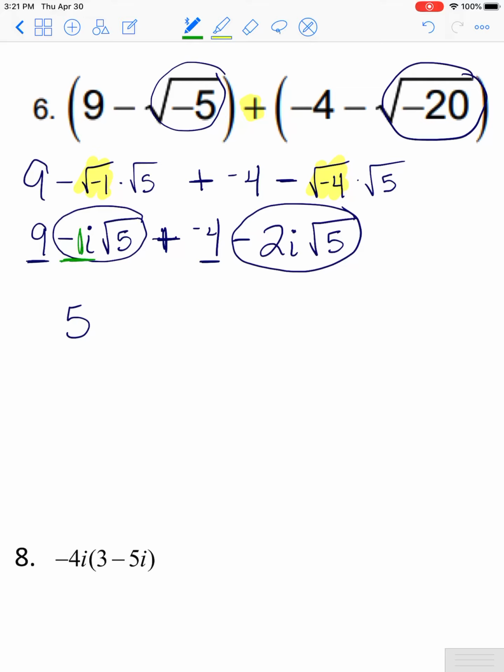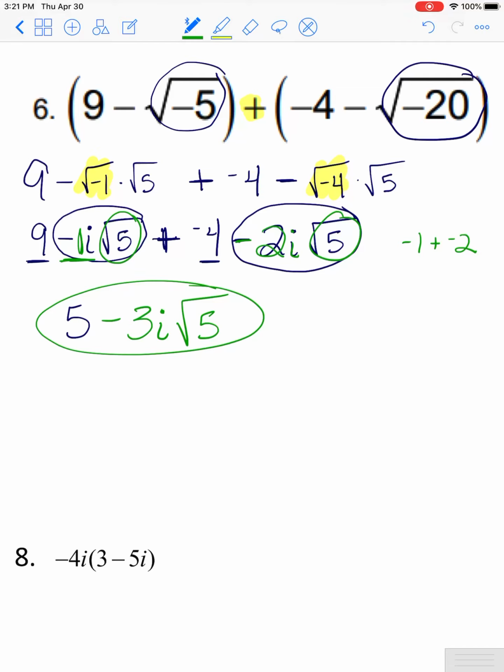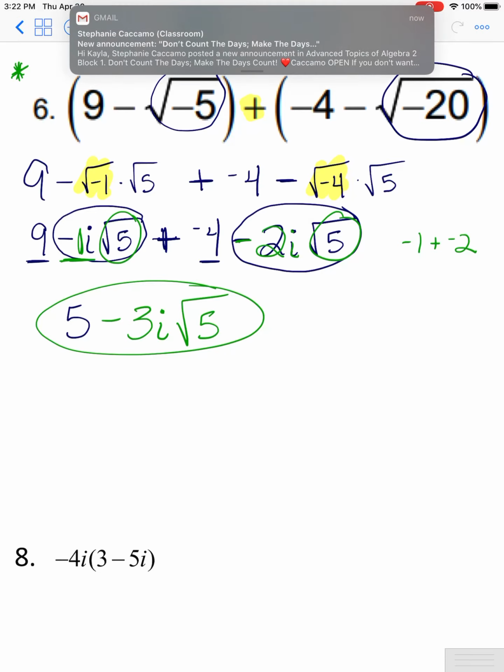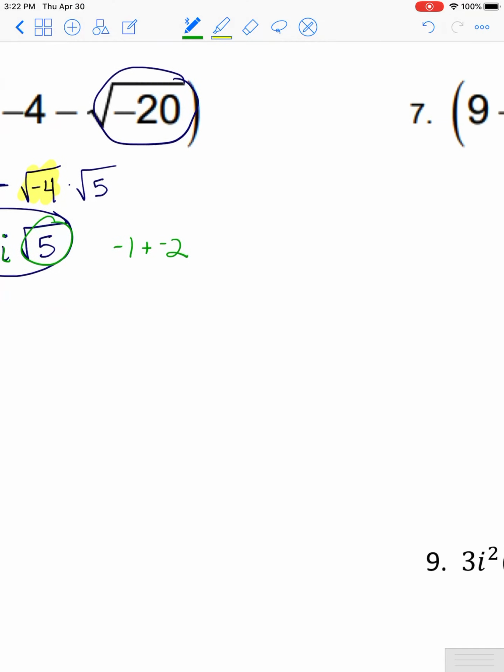What's a negative 1i minus a minus 2i, or plus a negative 2i? So if you type in negative 1 plus a negative 2, that's going to get you a negative 3i. And then what do we do with our radicals? We just carry them over. And that would be my final answer. That one's a little tricky. You just got to watch out for your like terms. Okay?